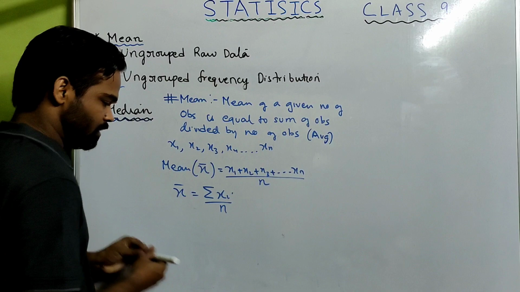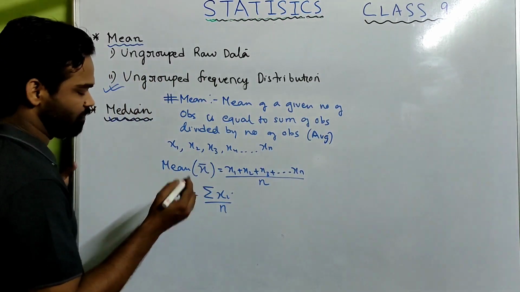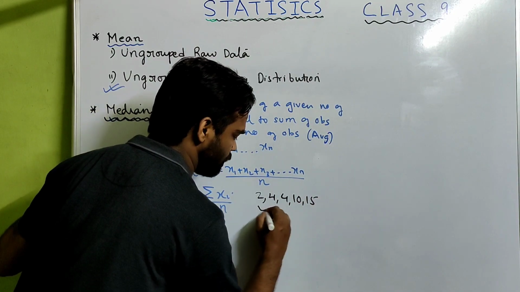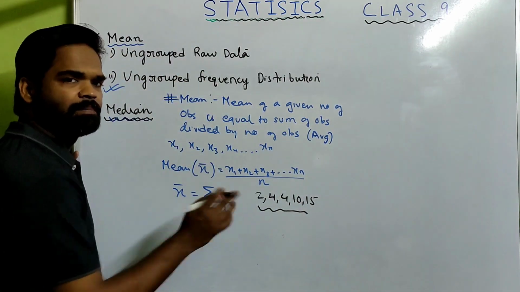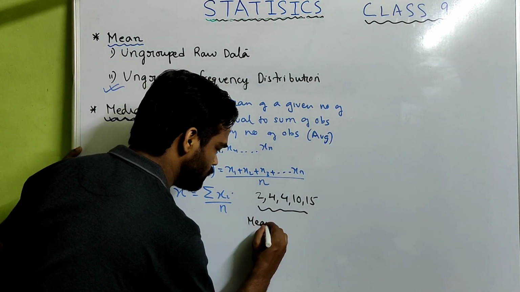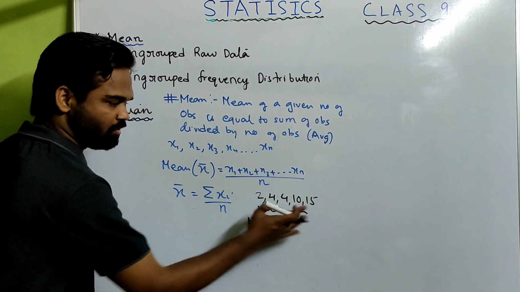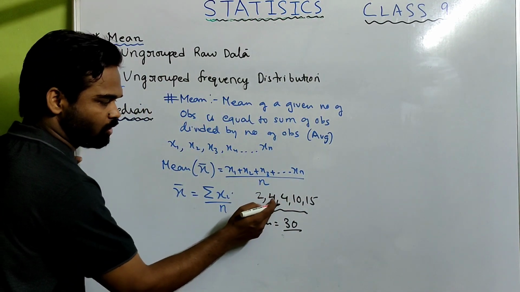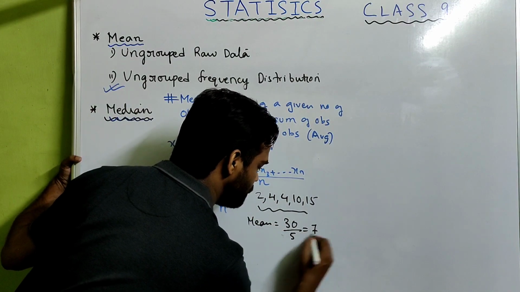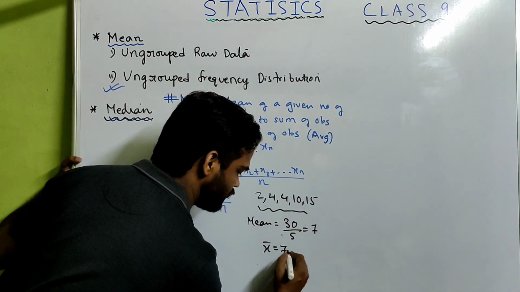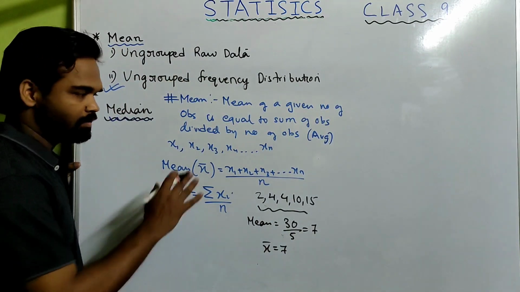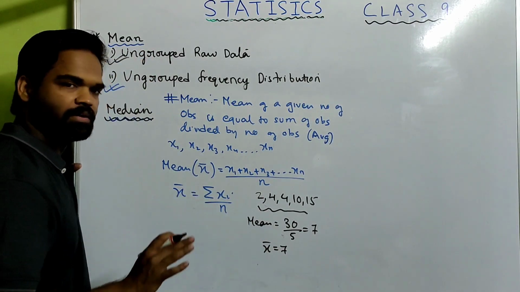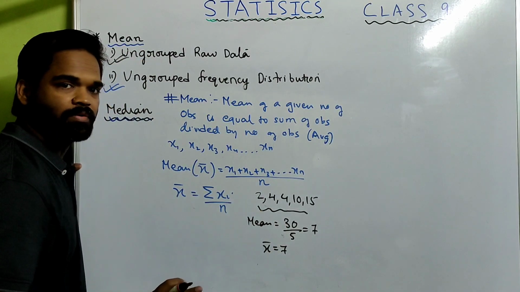Take an example. Suppose I have 2, 4, 4, 10, 15. These are my raw data. And I tell you to find the mean. So mean is what? Sum of all the observations, which is 10, 20, 30, by number of observations, which is 1, 2, 3, 4, 5. So the mean of the above raw data is 7. Done. That is mean. Now we know how to calculate the mean of ungrouped raw data. Just add the terms, divide by the number of terms.